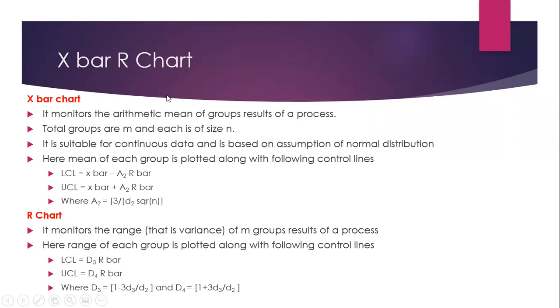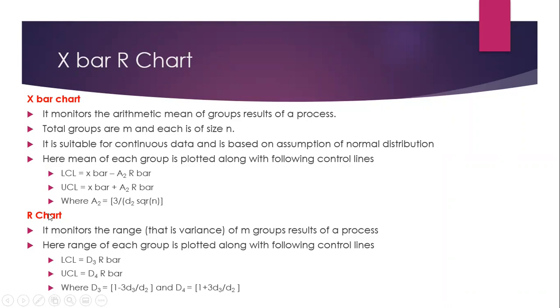Now X bar R chart includes two components, X bar chart and R chart. X bar chart monitors the arithmetic mean of a group of results of a process. Total groups are M, let us say, and each group is of size n. It is suitable for continuous data and it is based on the assumption of normal distribution. Here the mean of each group is plotted along with the following control lines. These are the control lines.